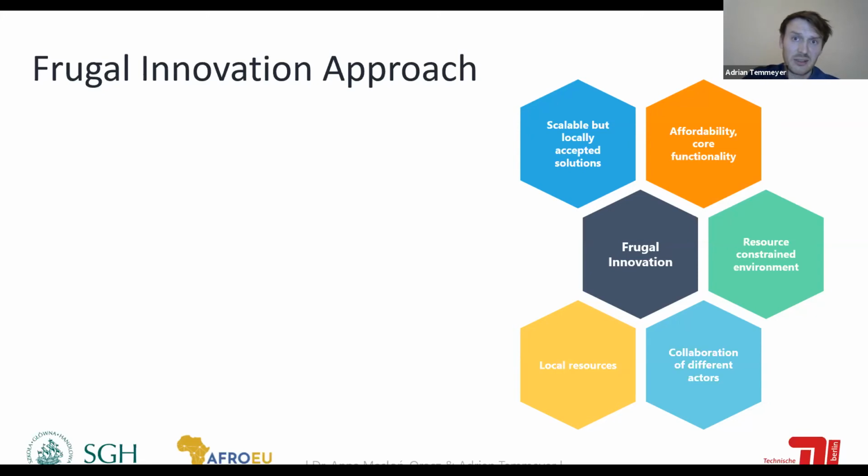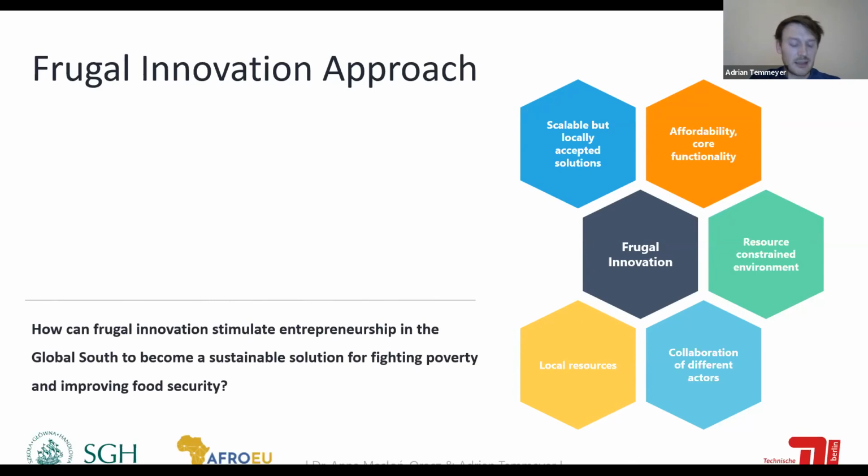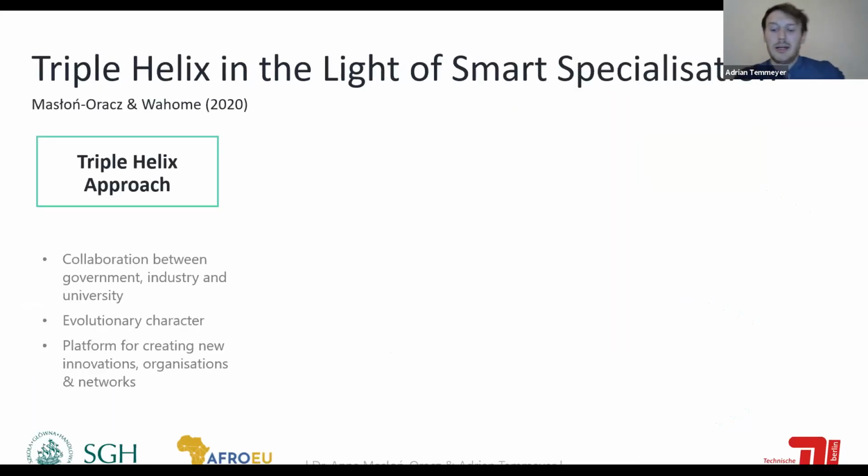So it focuses on the collaboration of different actors, building capacity for communities to solve challenges themselves, and it considers environmental, economical, and social factors. Hence, frugal innovation could be a suitable solution to foster sustainable entrepreneurship in resource-constrained environments.